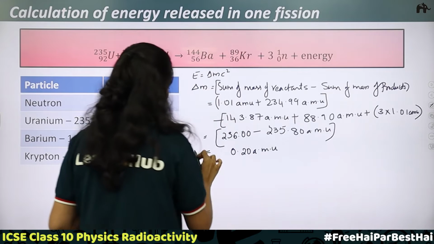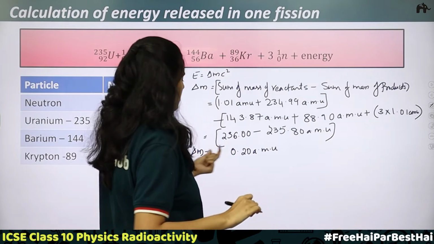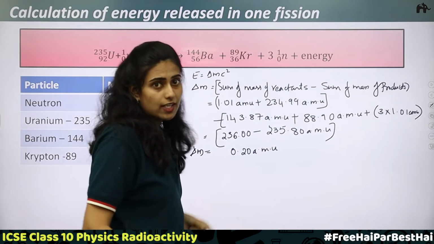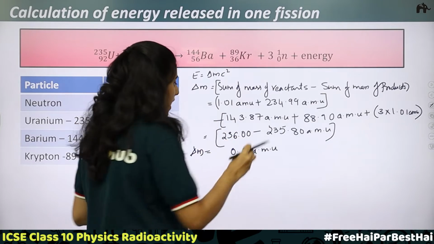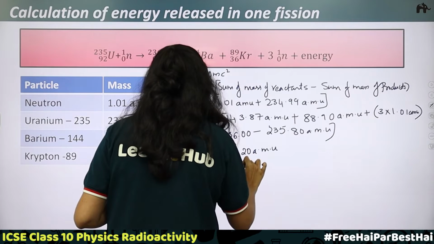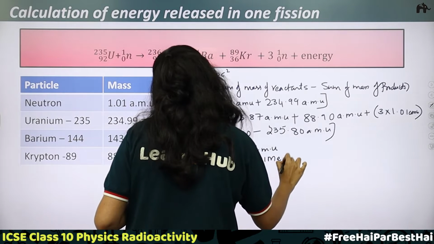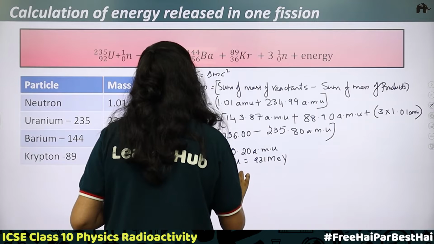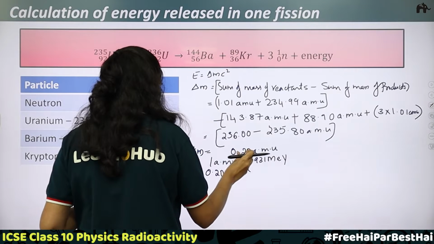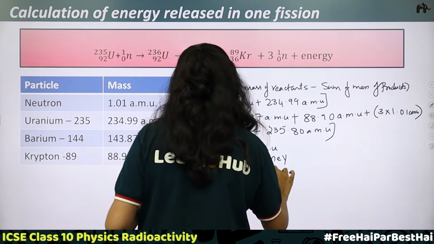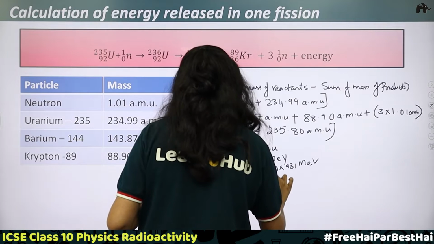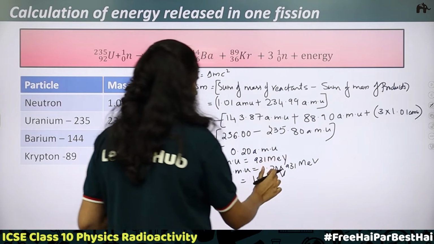So we have the mass defect, 0.20 a.m.u. Now we have to find the energy released. How to find it? We have the energy-a.m.u relation: 1 a.m.u is equal to 931 MeV. Then 0.20 a.m.u will be equal to 0.20 into 931 MeV, that is 190 MeV. So this much energy will be released.